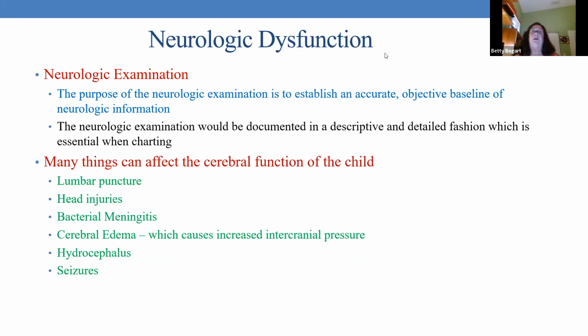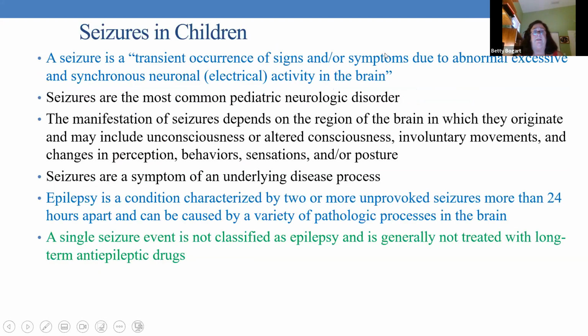Neurological. You know, you talk about dysfunction in the head and the brain, and what do we need to do? Well, there's many different things that can affect the head on a child, whether it's infection, whether it's swelling, or other stuff. It could be, you know, even meningitis. So let's talk about seizures.